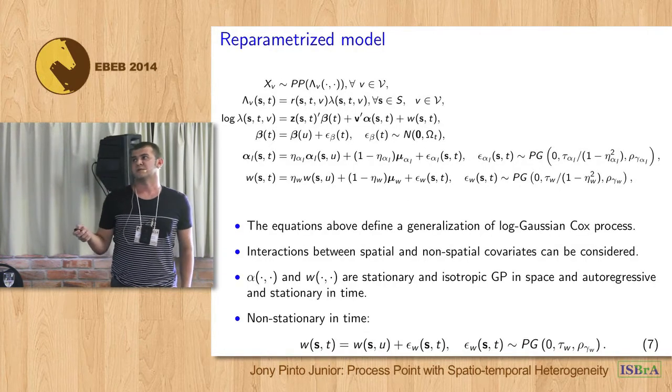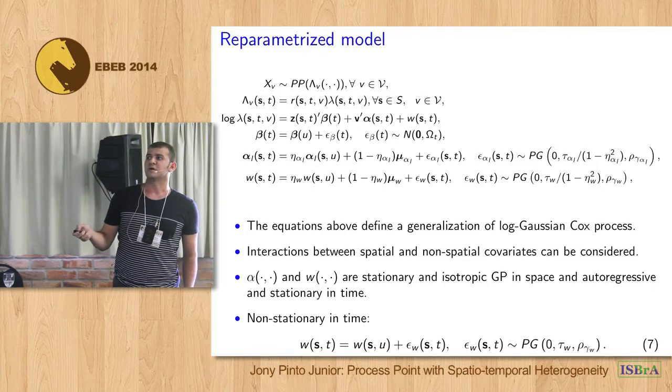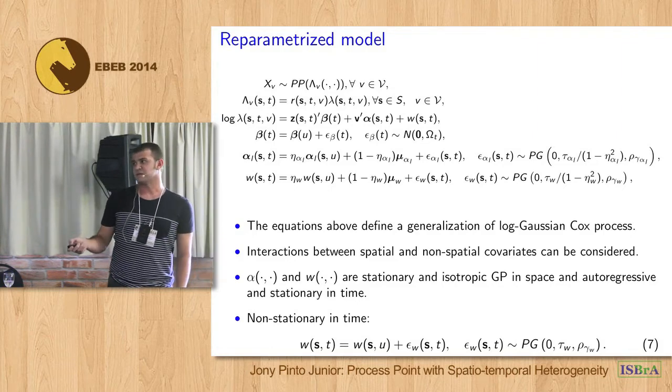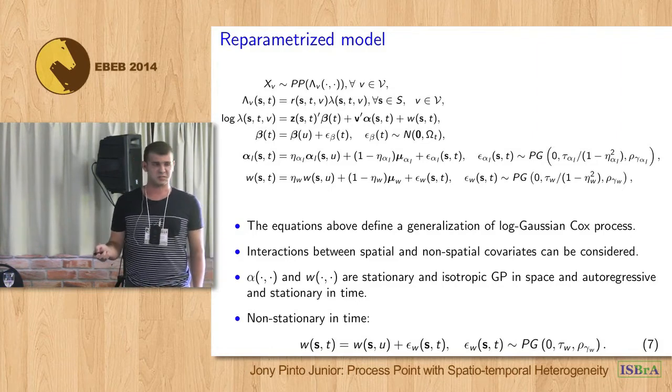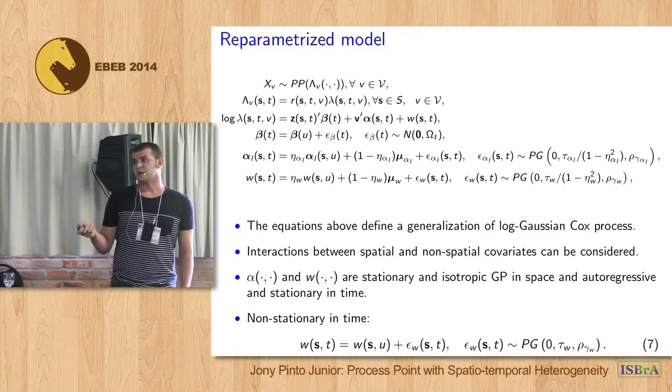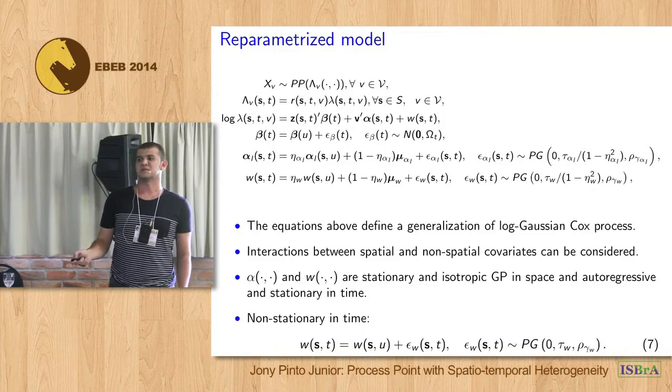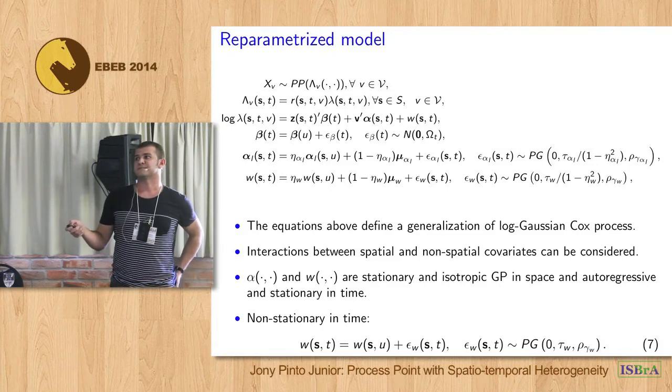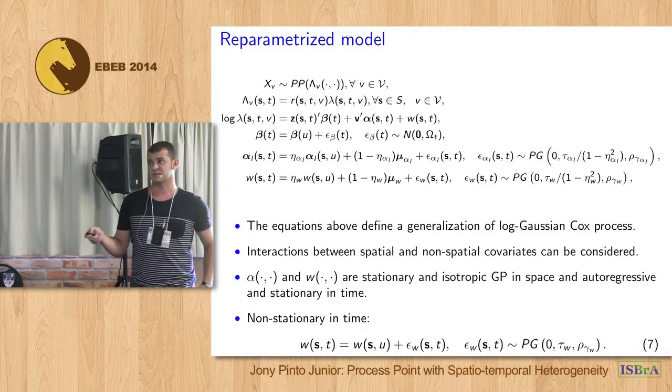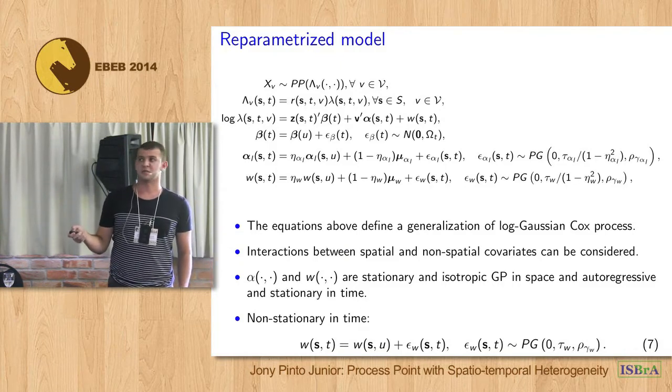Here we just reparametrize the model, so now alpha is the effect of unit-specific covariates, and W is the random intercept. They are stationary and isotropic Gaussian processes in space, and autoregressive and stationary in time. If you would like to consider a non-stationary model in time, we have to change the last 2 equations for equations similar to the expression in 7. Here we have not included interaction between spatial covariates and unit-specific covariates, but they can be included easily.